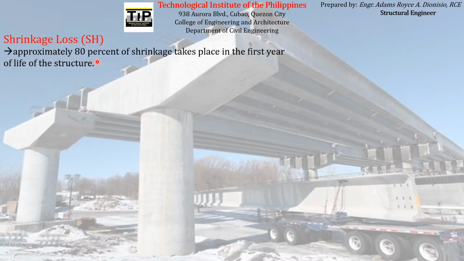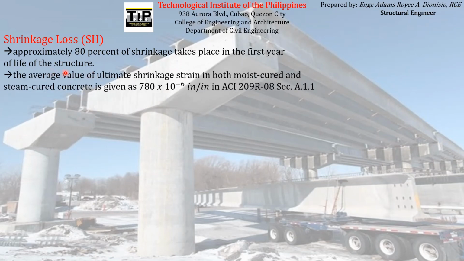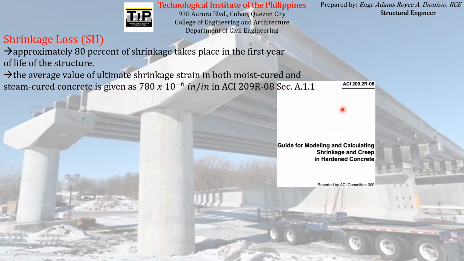So approximately 80% of shrinkage takes place in the first year of life of the structure. And the average value of ultimate shrinkage strain in both moist cured and steam cured concrete is given as 780 times 10 to the negative 6 inch per inch in ACI 209R-08 section A.1.1, which is this. This is ACI 209.2R-08, which is the guide for modeling and calculating shrinkage and creep in hardened concrete reported by ACI Committee 209.